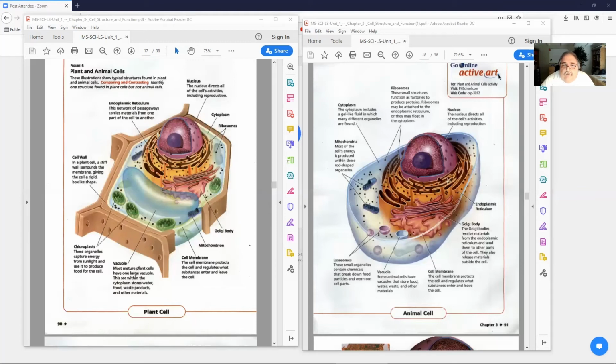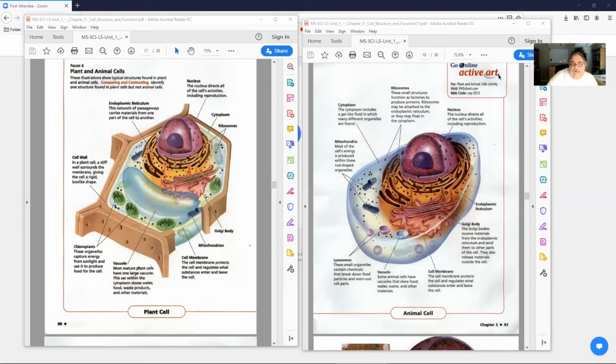Then the nucleus is surrounded by the endoplasmic reticulum. Then we have the ribosomes. These small structures function as factories to produce proteins. Ribosomes may be attached to the endoplasmic reticulum, or they may float in the cytoplasm. The cytoplasm includes the gel-like fluid in which many different organelles are found.